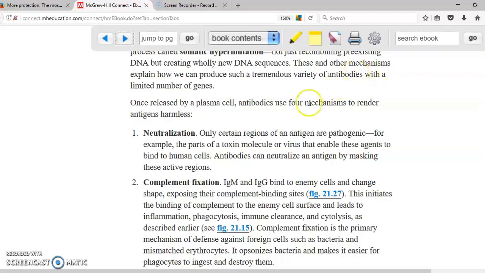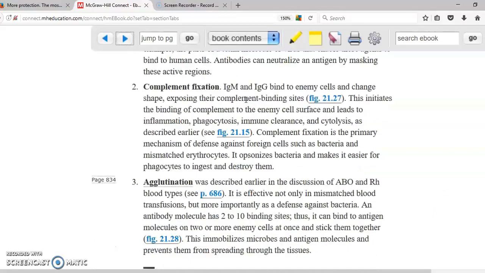So there are basically 4 mechanisms. The first one is called neutralization. In this case, the antibodies neutralize the antigen by covering it. Since it is covered, the antigen will not be able to trigger an immune response. Next one is complement fixation. Remember, it has to do with the complement mechanism that we covered before. In this case, IgM and IgG attach to the antigen, therefore initiating the complement mechanism that eventually finalizes with inflammation, phagocytosis, immune clearance, and cytolysis, which are the results of complement activation.